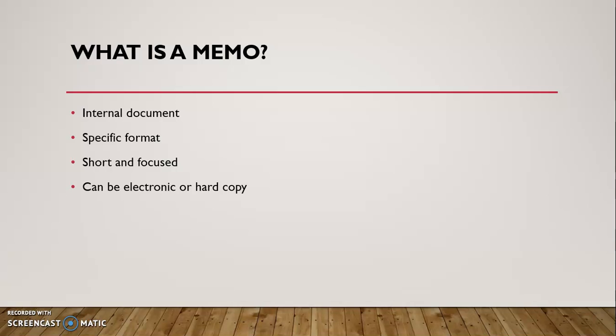What is a memo? A memo is an internal document. That means this is not something that is designed to be distributed outside of your organization. It's for communicating within an organization. It has a very specific format. It is very short and focused, and a memo can be either electronic or a hard copy. Memos are a document that are used frequently in a professional setting, and it's an important skill to have to be able to create a good memo.